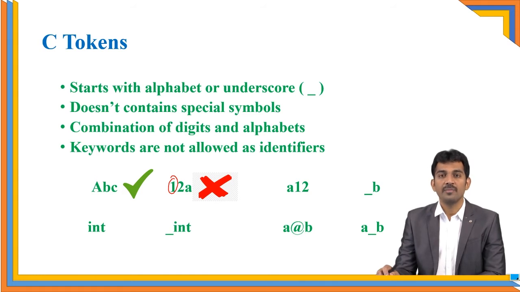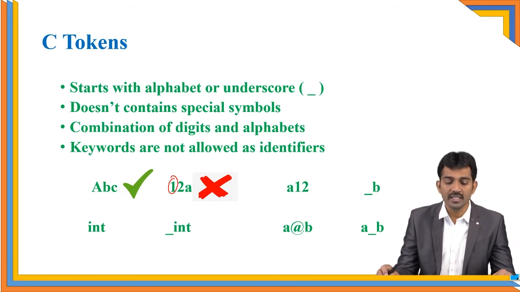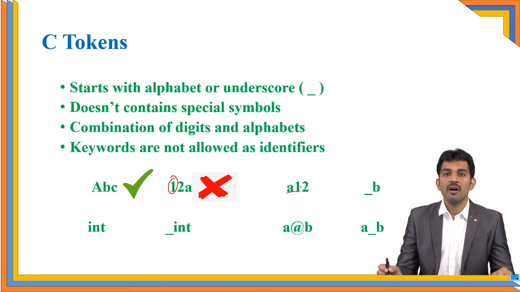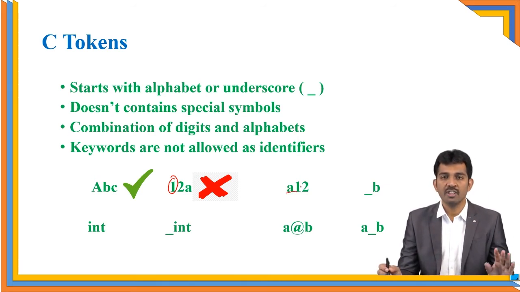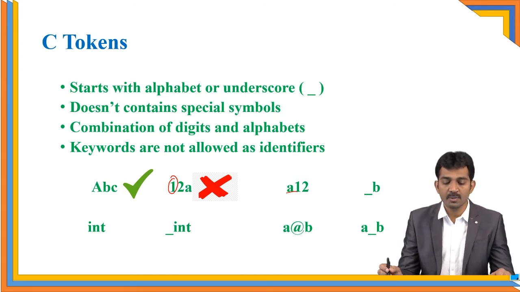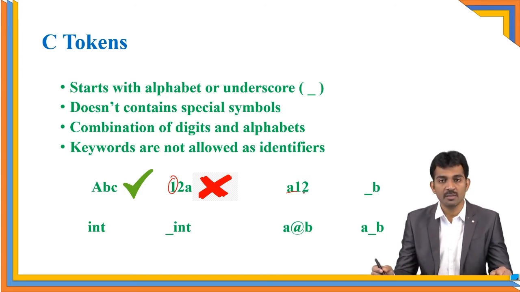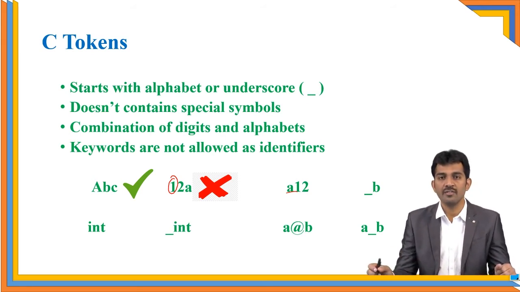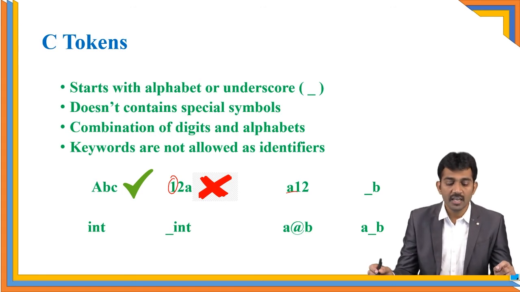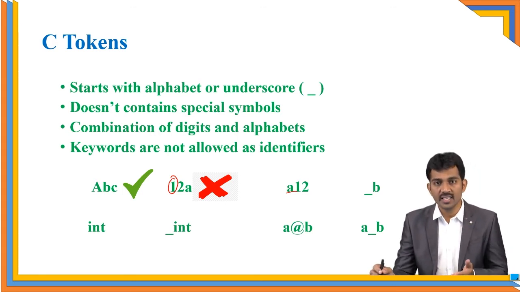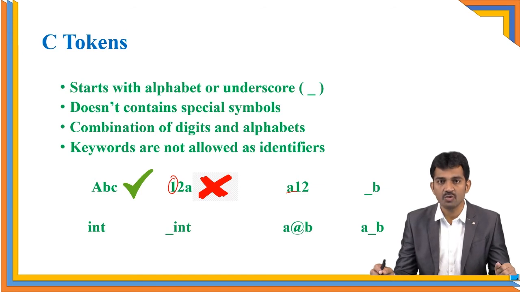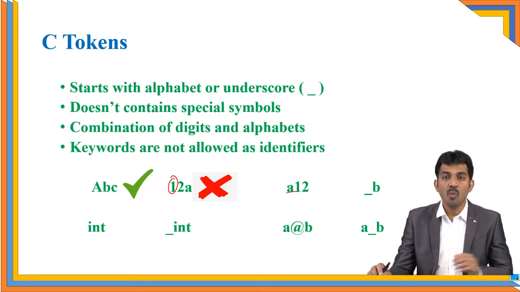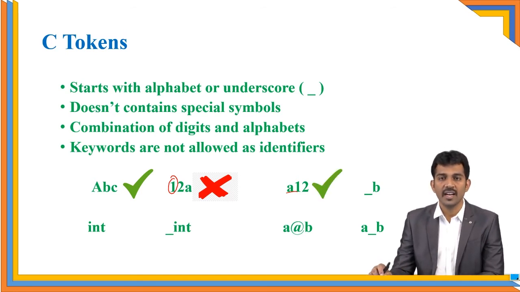Coming to A12. If you follow the first rule, yes, it starts with an alphabet. It does not contain any special symbols. It is a combination of digits and alphabets, A1, 2. And keywords are not allowed as identifiers; it is not a keyword. Exactly, A12 is a valid identifier.